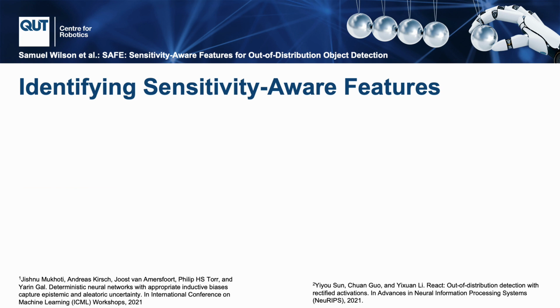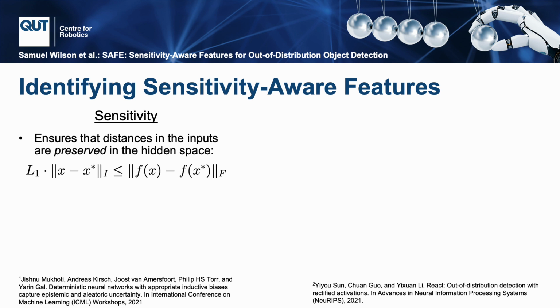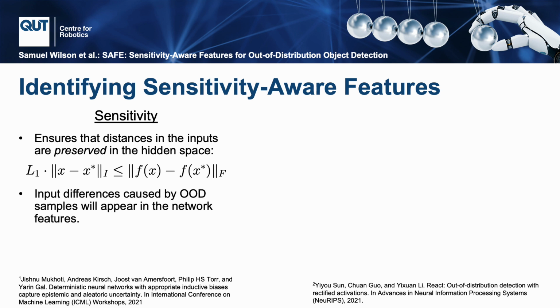In order to identify a set of these consistently powerful layers, we look at two core characteristics that are common within neural networks. The first of these is sensitivity, which refers to the ability of the network to preserve distances in the input space in the network's hidden space, or in the features. As a result of this sensitivity, the input differences caused by out-of-distribution samples will appear in the network features, and recent work has shown that residual connections are sufficient to ensure that a network is sensitive to input changes.